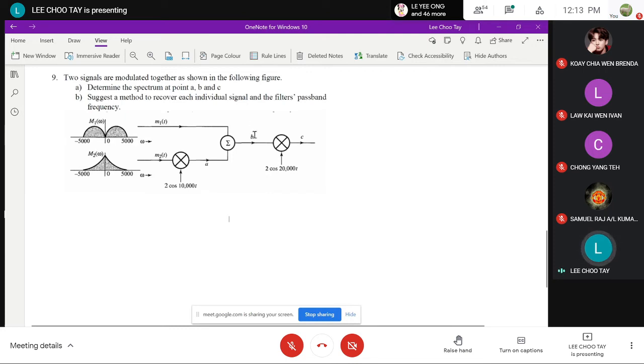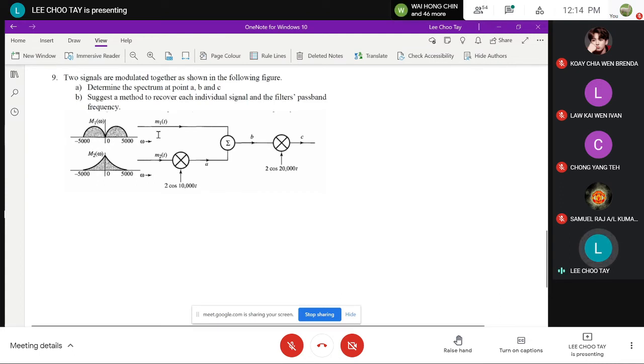Signal B, we multiply with a cosine signal again. We can see carrier frequency number 2 is 20,000 and carrier frequency number 1 is 10,000. It's quite common that your second carrier frequency has to be higher than the first, to produce a signal called C. What you need to do in this question is to determine the spectrum at points A, B, and C.